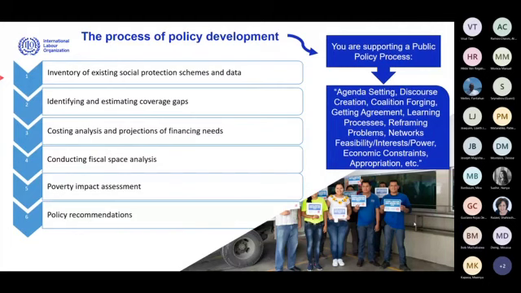Finally, the fourth step would be fiscal space analysis, in the sense of which would be possible sources of financing for filling in that gap. Then a poverty impact assessment that allows you to know how effective, or what the impact, the consequence, would be that your benefit scheme would have. Fighting poverty or preventing poverty is one of the goals of social protection systems. Replacing income is another important task that social protection systems have to comply with. And finally, you would reach policy recommendations.